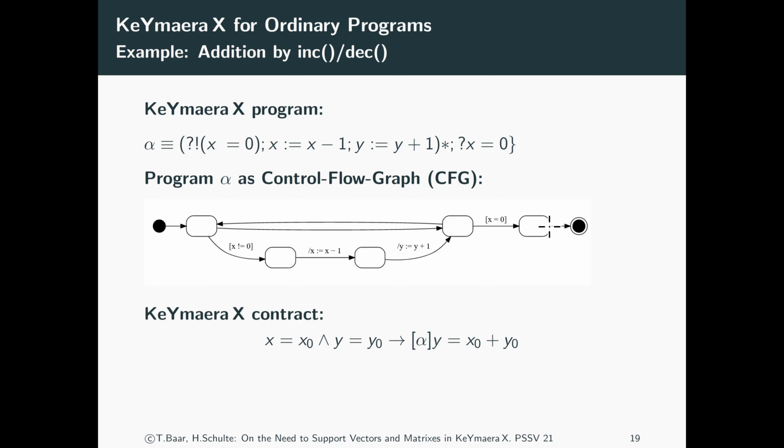So, in KeYmaera, we would formulate this contract as follows. Suppose at the beginning X is X0 and Y is Y0, whenever you execute alpha, this is the program here, at the end you have a post condition that the new Y is X0 and Y0. So you can perfectly formulate this in KeYmaera and also prove it.